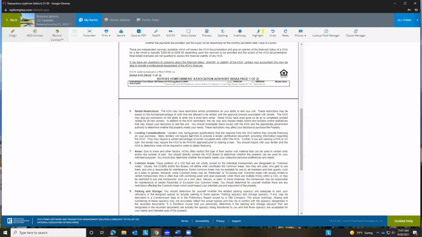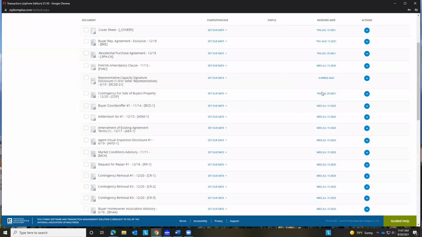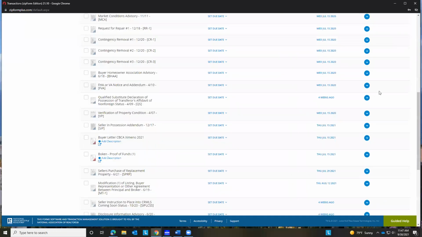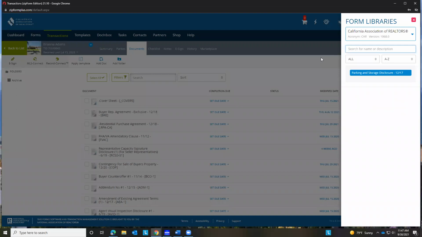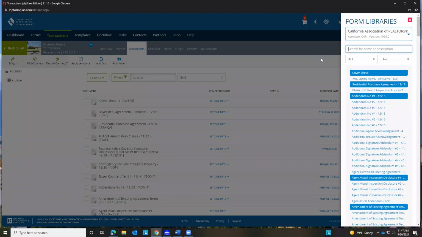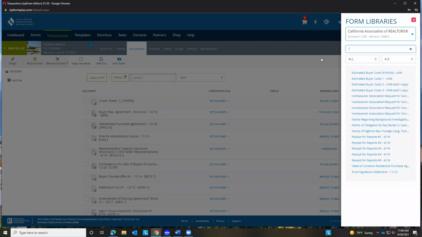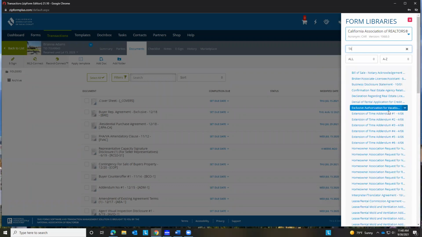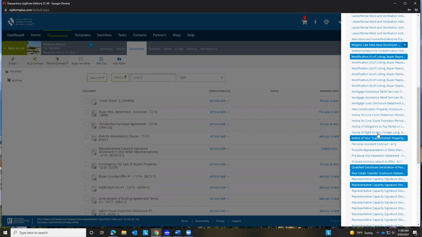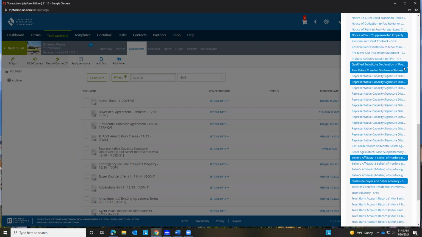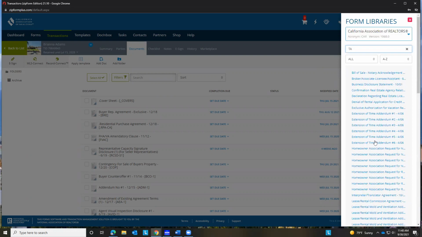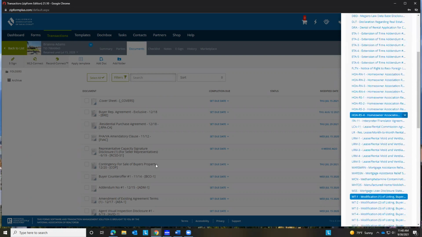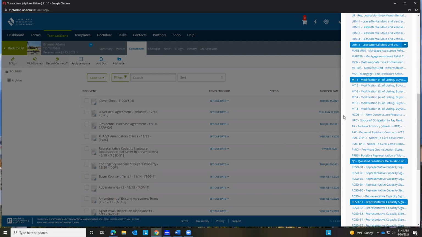Okay, the next form we're going to talk about is the trust advisory. This is an advisory. It's not a disclosure. It's not an addendum. It's just an advisory. It is not a CAR required form. Coldwell Banker Coastal Alliance does not want this form on every transaction that has a trust. We want this on transactions where the successor trustee is selling the property.